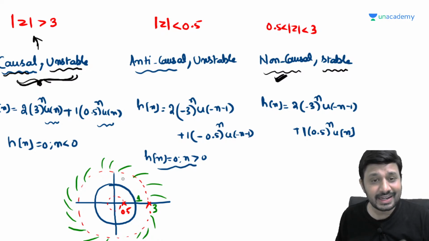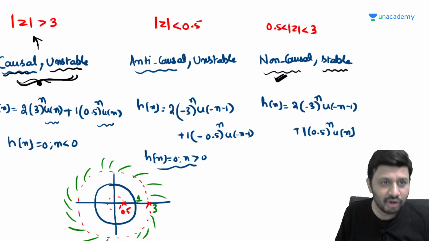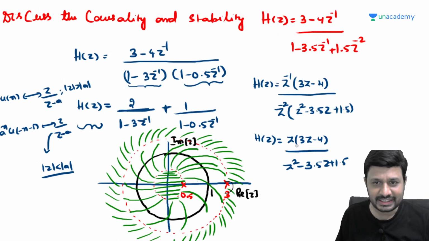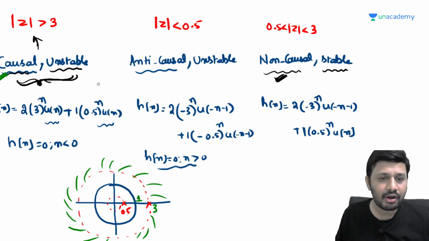Or can I say this statement like this? A causal, meaning physically realizable, rational transfer function becomes stable if all the poles lie inside the unit circle. Very important statement. A causal, meaning physically realizable, rational transfer function becomes stable if all the poles lie inside the unit circle.